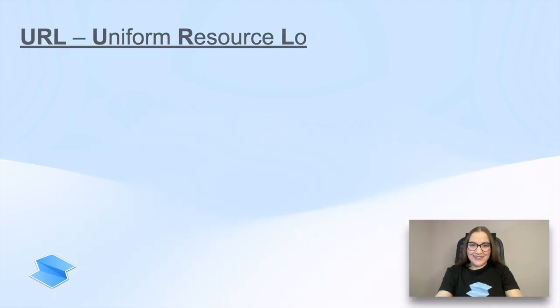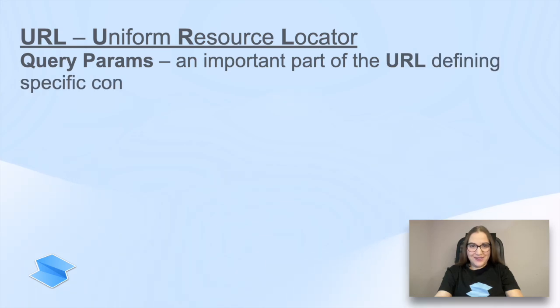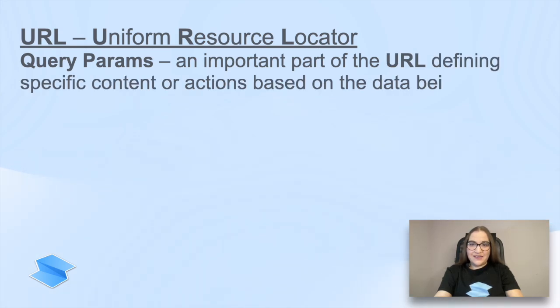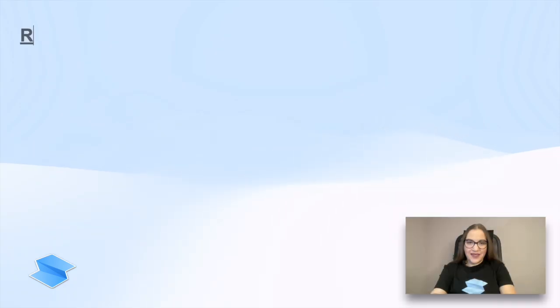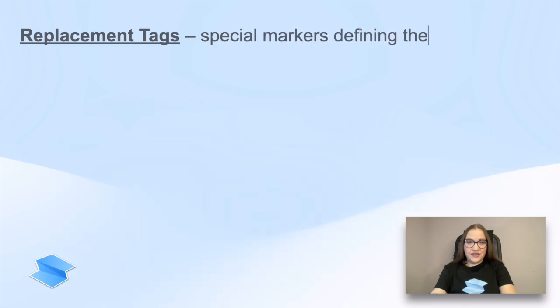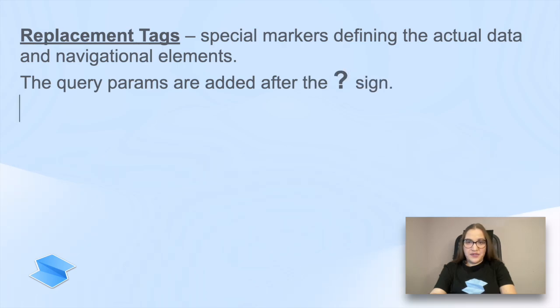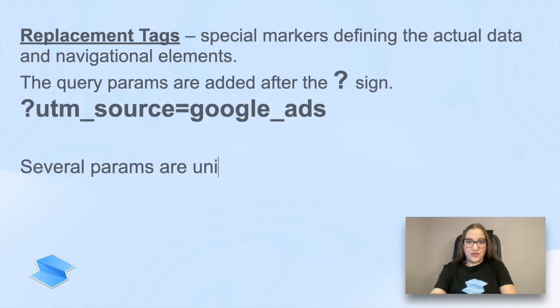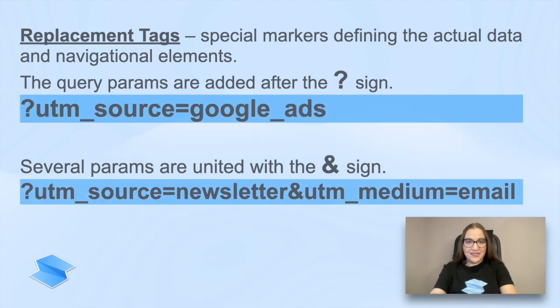Your website's address is its URL, Uniform Resource Locator, which includes query parameters attached to its end. They provide additional information to a web server when making requests and define specific content or actions based on the data being passed. The actual data and navigational elements are defined by special markers called replacement tags. The query parameters are added to the end of a URL after the question mark sign. In cases requiring several parameters, they should be united with the ampersand sign.